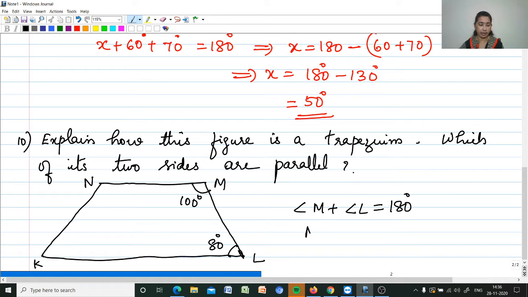Then also N, M, and it is asked which of its two sides are parallel. If these two angles' sum is 180, we can say that NM is parallel to KL because the sum of interior angles of these two angles is 180. So these two lines will be parallel lines. So NM is parallel to KL. Therefore, what can we say? KLMN is a trapezium.